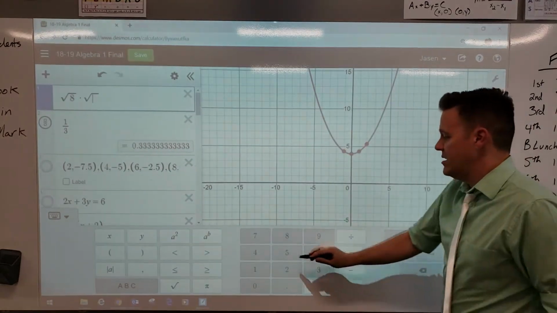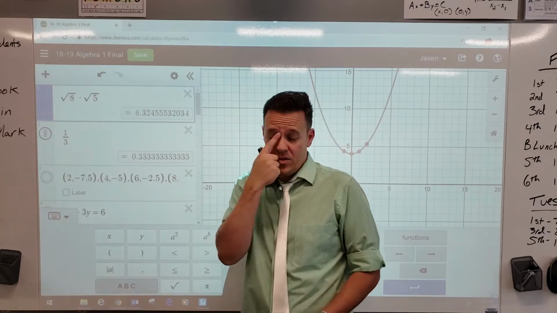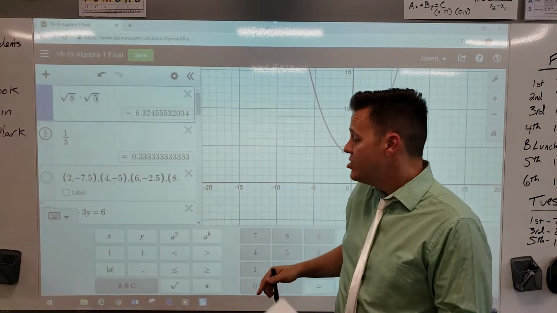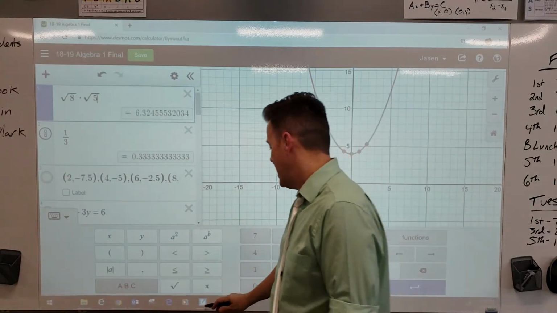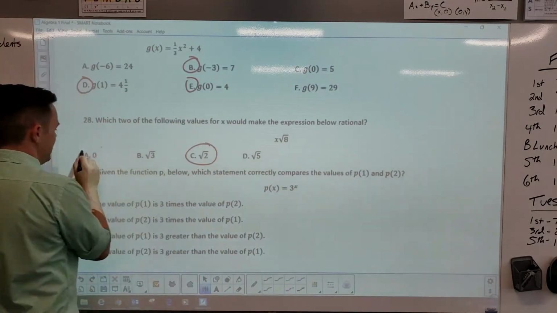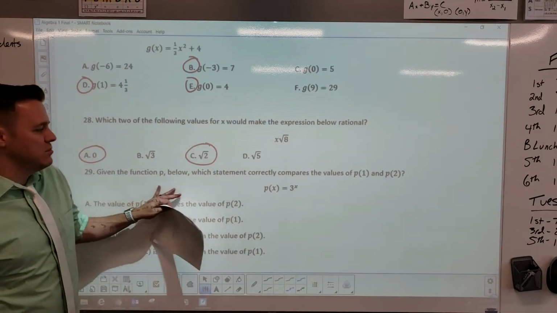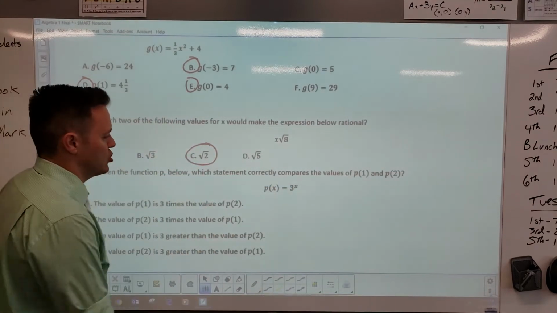And then change it again to 5. That is not a rational number. Remember, rational is a whole number. So the only other one it could be, in that case, is square root of 0. Given the function below, what statement is true?